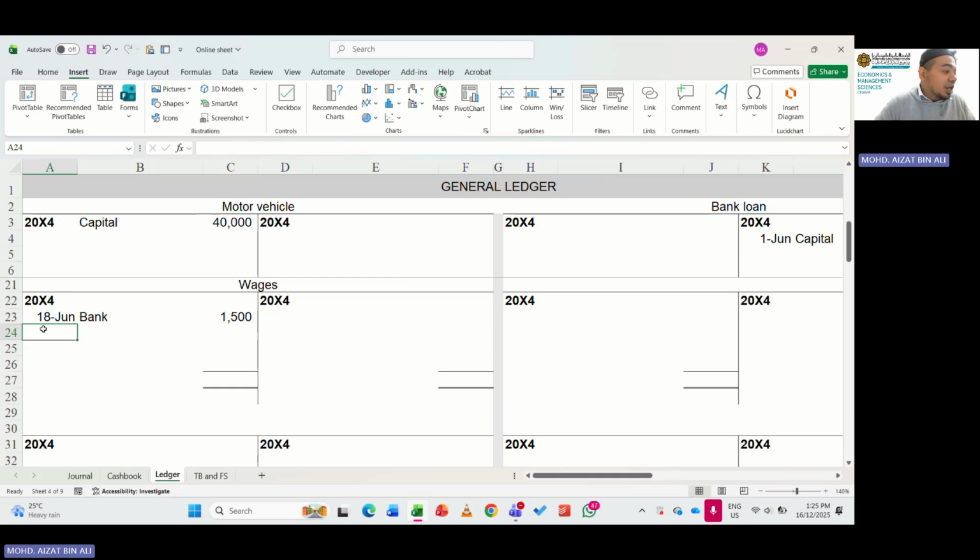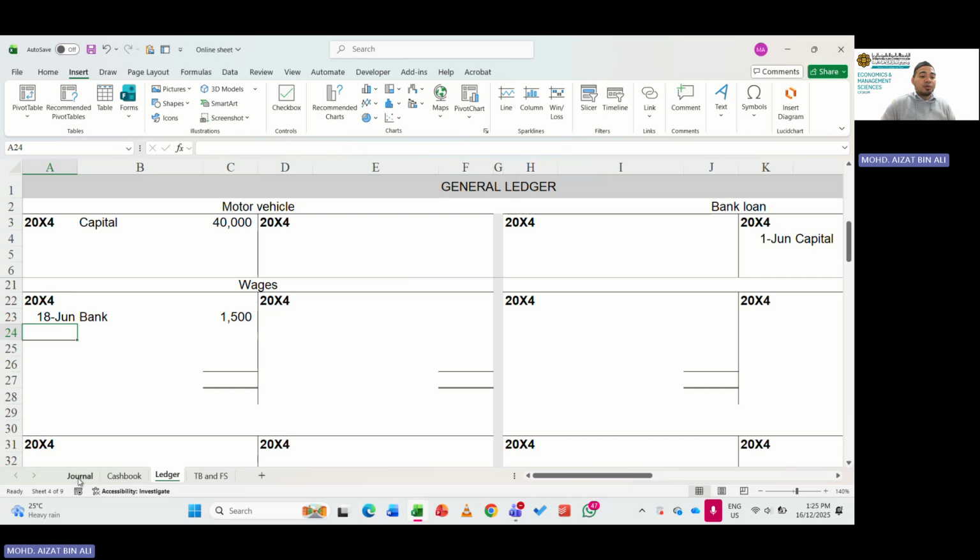And then next, 19 June, Kamal took home a set of furniture. Who is Kamal? Okay, it's not stated. Oh, yeah. 1st June, Kamal commenced business. Kamal is the owner of the business, right? So this makes this transaction a drawings transaction. Okay, took home a set of furniture. It is a drawings of inventory.